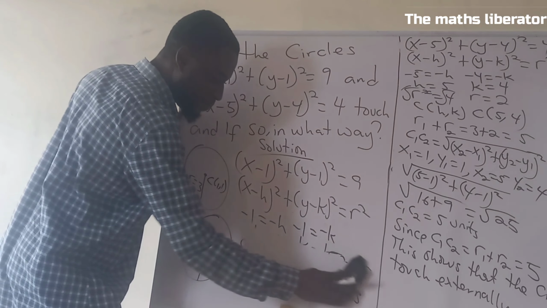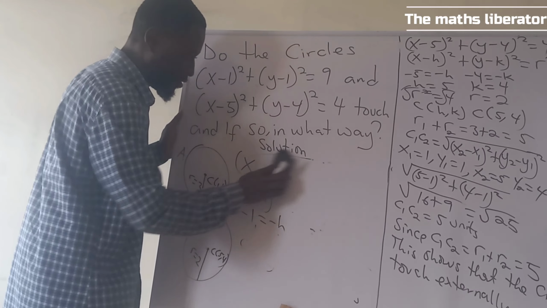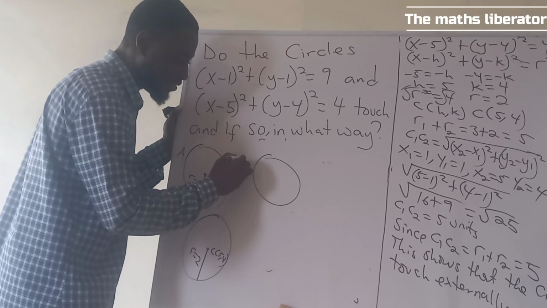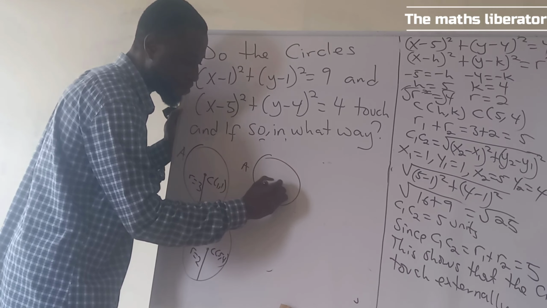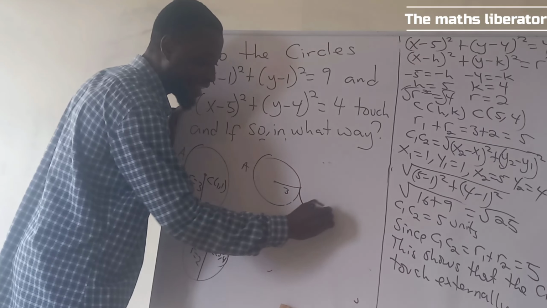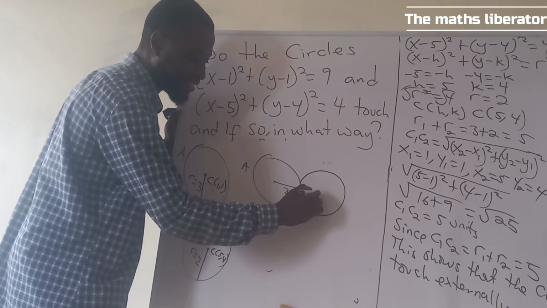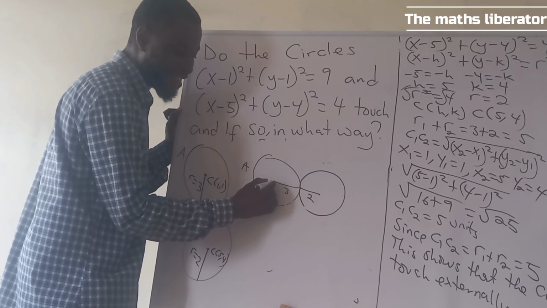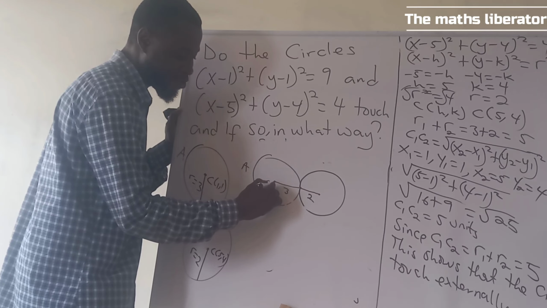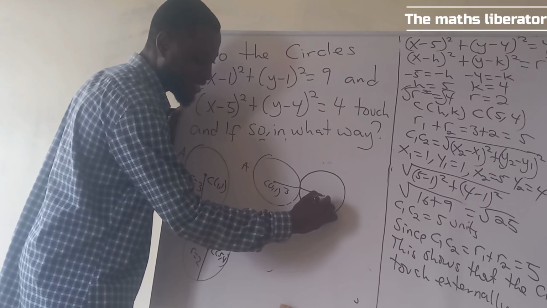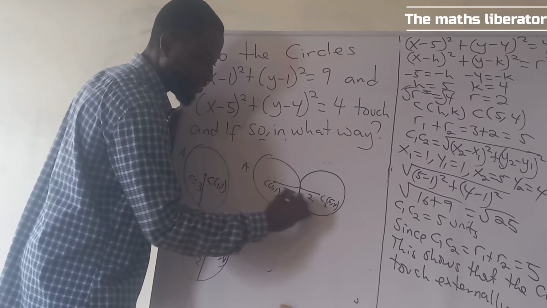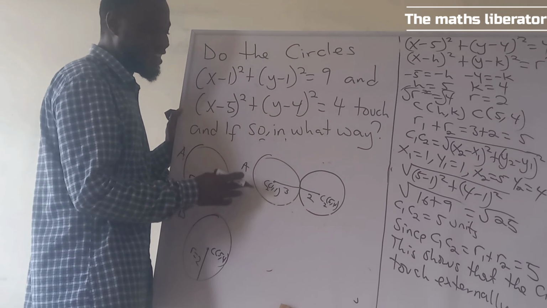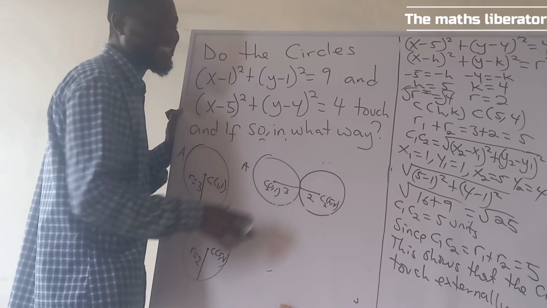Let me show you how it is done. So now your circles are touching. Circle A, with this center and a radius of 3, is now touching this circle with a radius of 2. 3 plus 2 is 5, and the distance between this center with coordinate (1, 1) and this center with coordinate (5, 4) also gives you 5. So this shows that the two circles of these equations touch externally.